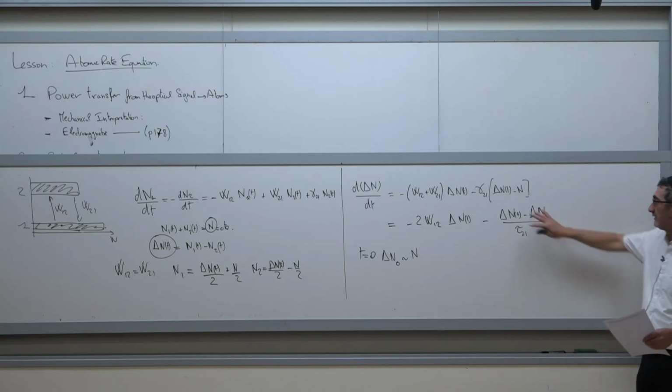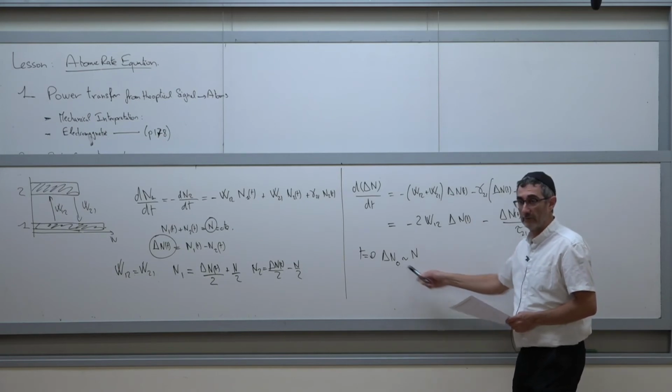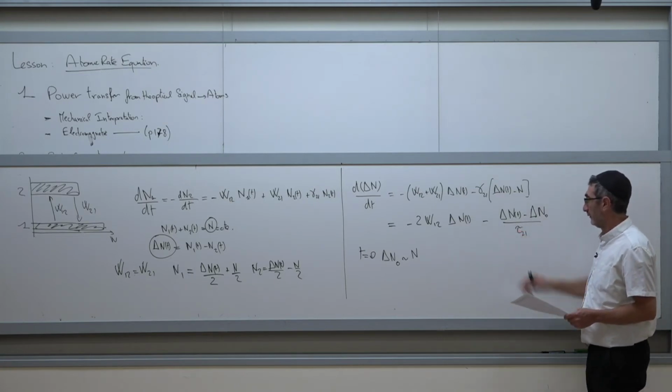So this term tells you that the population difference goes back naturally to the initial value delta n0. So there is a relaxation. If you excite the system, it will relax naturally back to the initial population difference delta n0. So that's for this term.